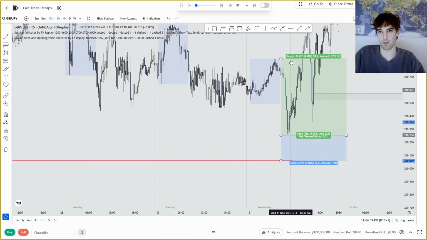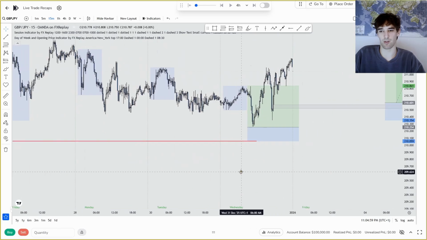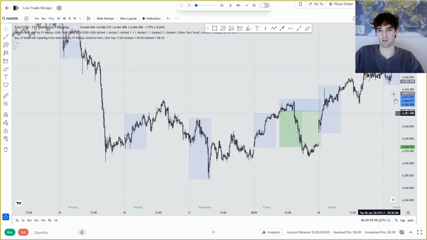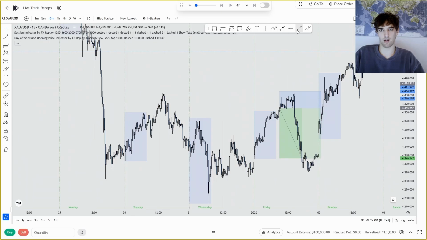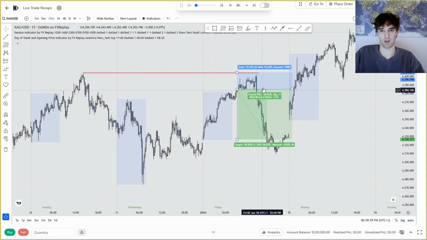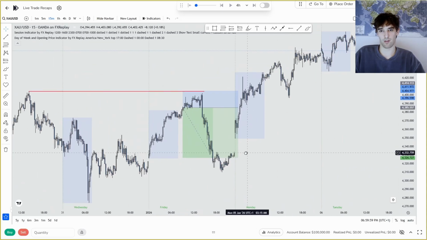We just didn't get tapped in, then price went straight to TP. Here's another example on gold. We were trending quite bearish. I saw this high, took it as my stop loss, and targeted the Asia low. It just tapped in, not the best reaction in the beginning, and then eventually hit TP.